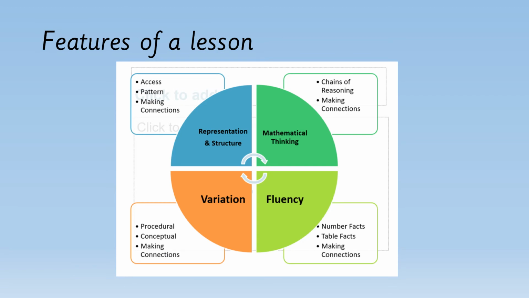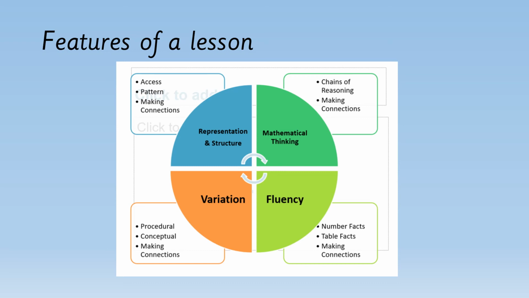These are the features of a Maths Mastery lesson. There are 5 big ideas, and these are drawn from research evidence underpinning teaching for mastery. This diagram shows how the 5 big ideas are bound together. The first one that isn't shown on this slide is coherence. This means that our lessons are broken down into small connected steps, gradually unfolding a concept, providing access for all children. The second feature of a Maths Mastery lesson is representation and structure.